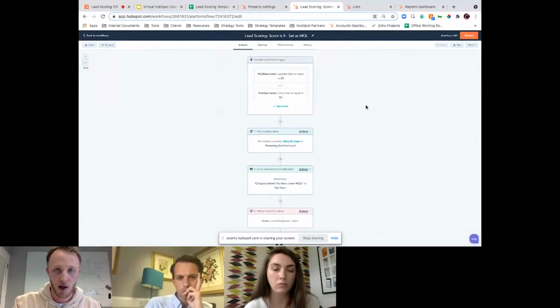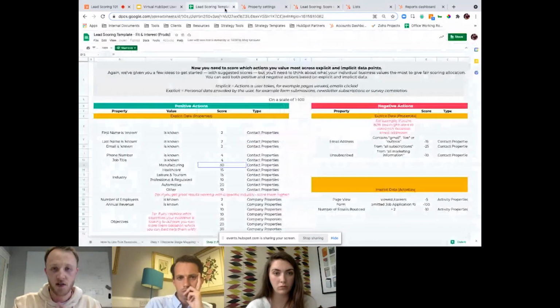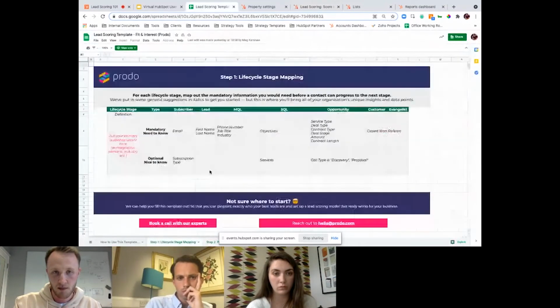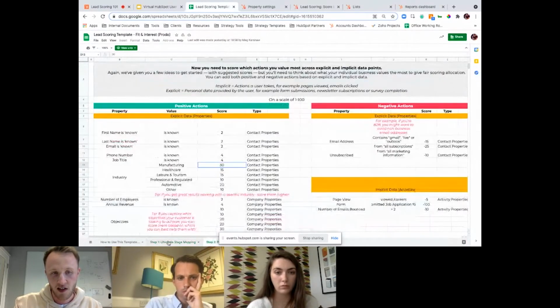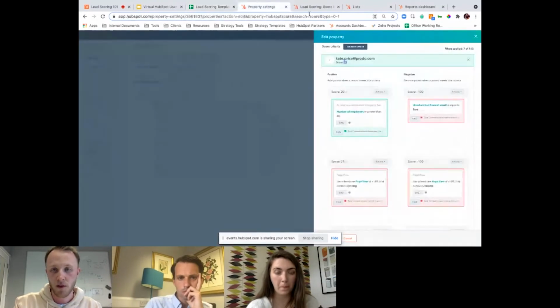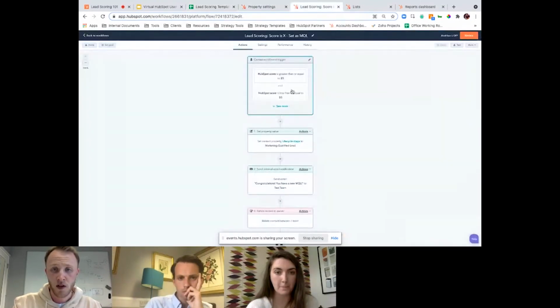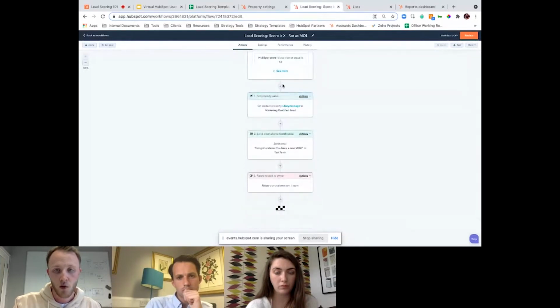Those thresholds that you set, for example if they score between 25 and 50, I may want to set them as an MQL. I may define in my initial template, when I do my lifecycle stage mapping, that anyone between 25 and 50 is an MQL. So I'm going to create my workflow around that threshold: HubSpot Score is greater than or equal to 25, and HubSpot Score is less than or equal to 50. My workflow is then going to set them as an MQL. So again, we're automating the handoff process in a controlled and structured way.